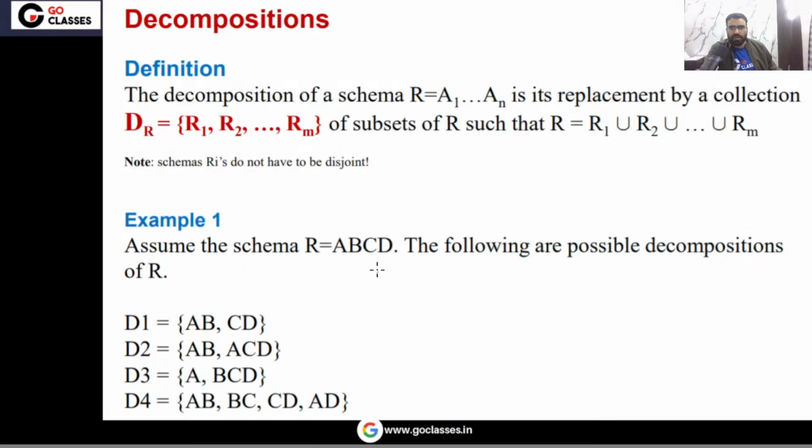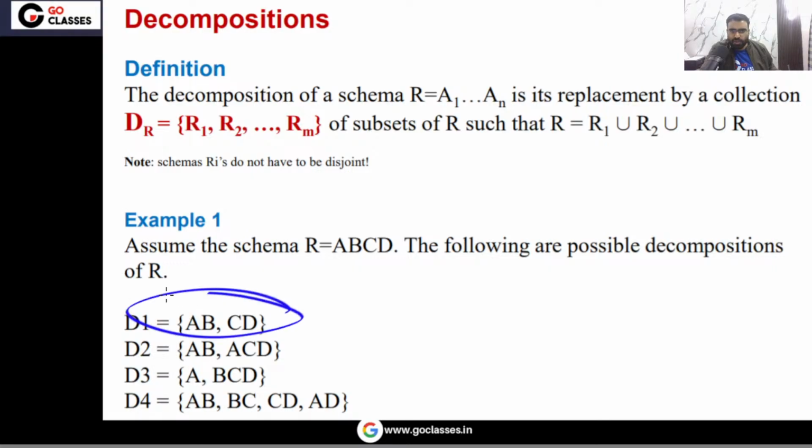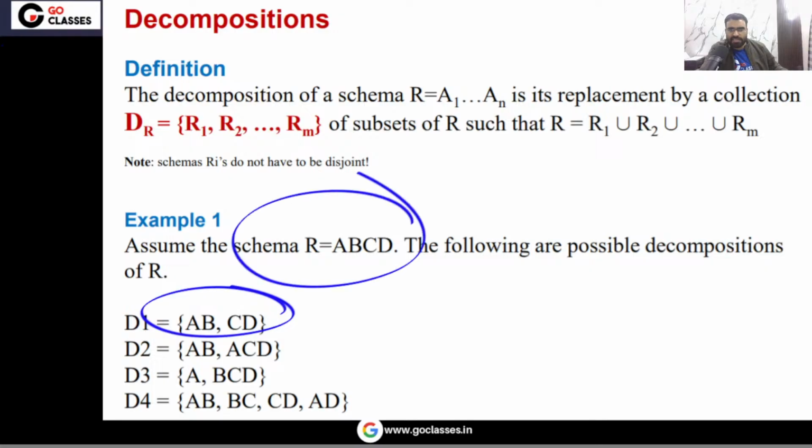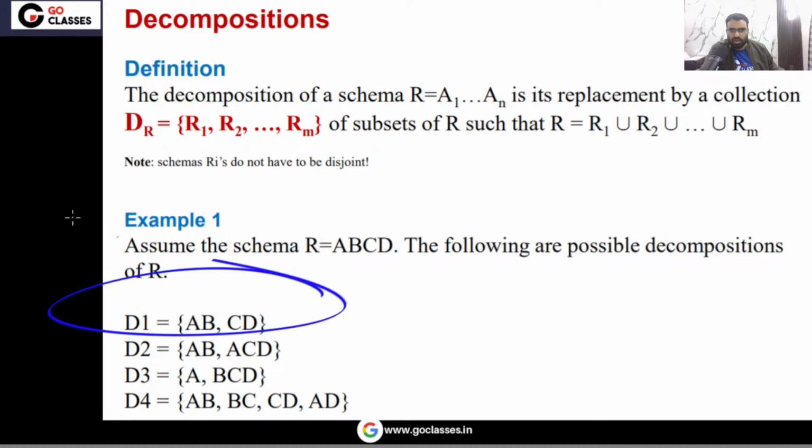Now let's move on. Let's see these examples. So we have a relation R(ABCD). The following are possible decompositions of R. You can see that this is a decomposition of R where we have AB, CD. So we are decomposing this relation into two sub-relations. You can easily see that if we do the union of the schemas of both these sub-relations, then we will get the schema of R. Basically, every attribute is preserved. All the attributes of R are preserved. You can see A, B, C, D. So this is a decomposition of relation R.